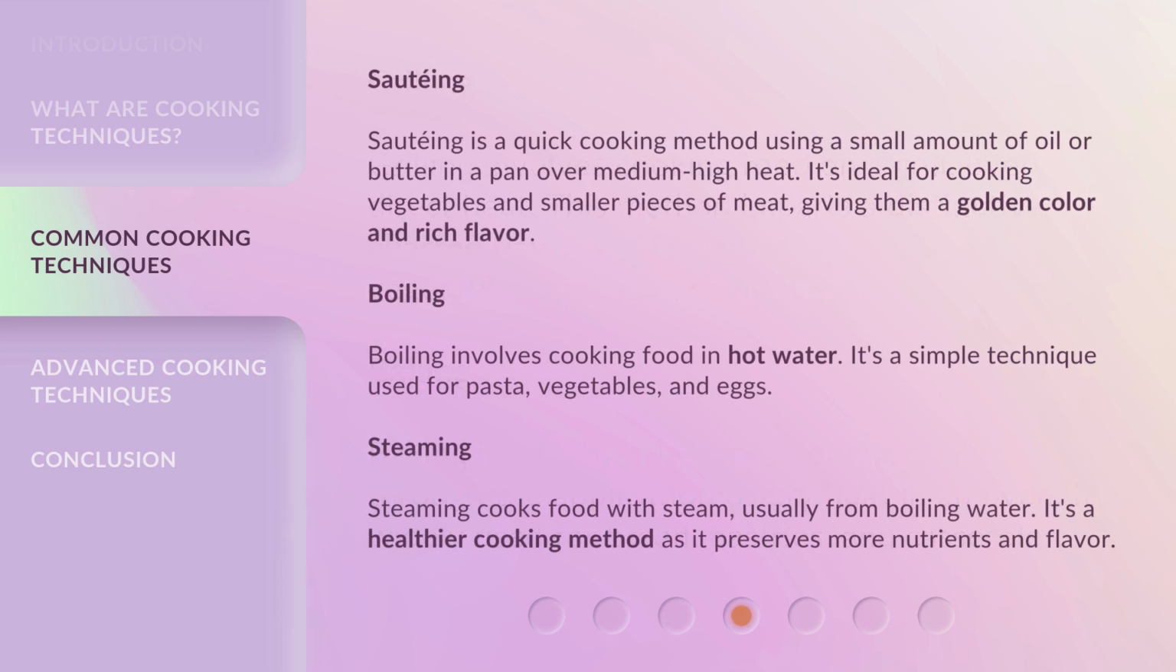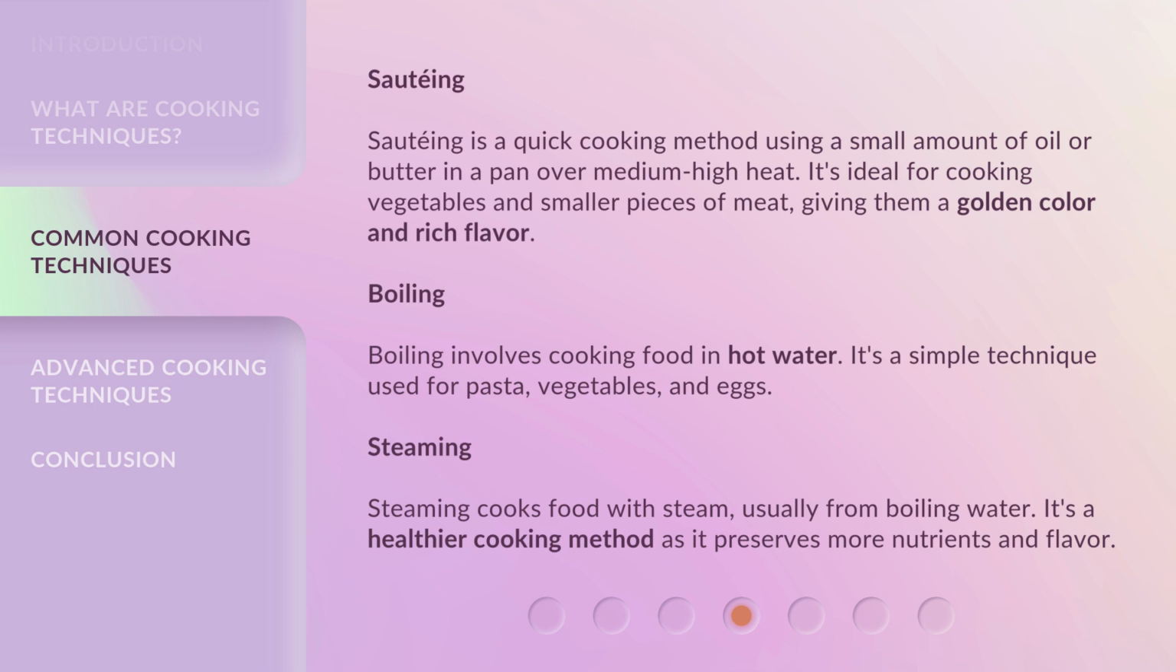Sautéing. Sautéing is a quick cooking method using a small amount of oil or butter in a pan over medium-high heat. It's ideal for cooking vegetables and smaller pieces of meat, giving them a golden color and rich flavor. Boiling. Boiling involves cooking food in hot water. It's a simple technique used for pasta, vegetables, and eggs.